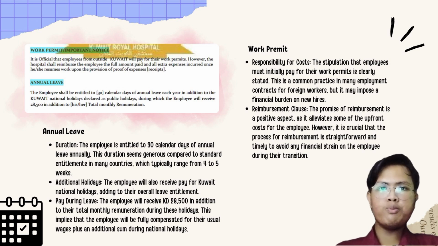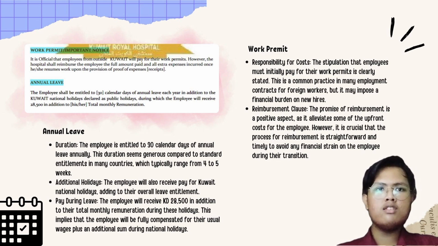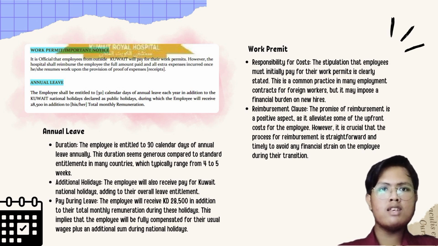Now we move into the work permit section and annual leave section. The work permit section of the employment contract specifies that employees from outside Kuwait are responsible for the costs associated with obtaining their work permits. However, the hospital commits to reimbursing the employee for the full amount paid, along with any additional expenses incurred, upon the employee's return to work and submission of proof of expenses, such as receipts.